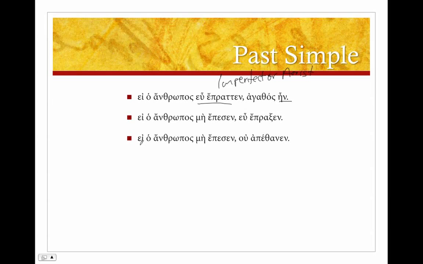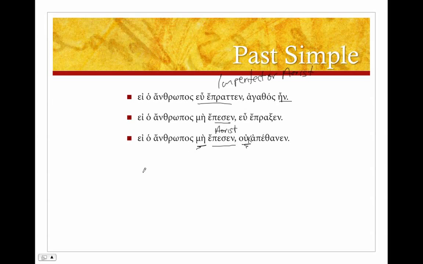And here's our two negatives. If the man didn't fall, epesen, these are, remember, aorists. If he didn't fall, ouk apethanen, he didn't die. So, ouk there, ouk apethanen, stating simple conditions in the past. So if the man did well, he was good. If the man didn't fall, he fared well. If the man didn't fall, he didn't die.